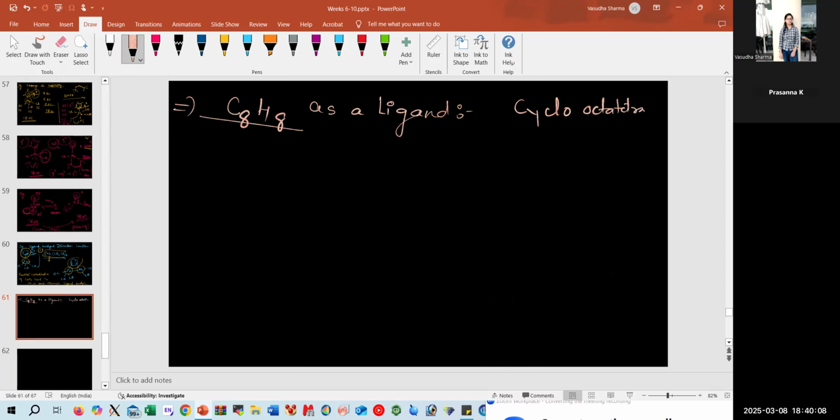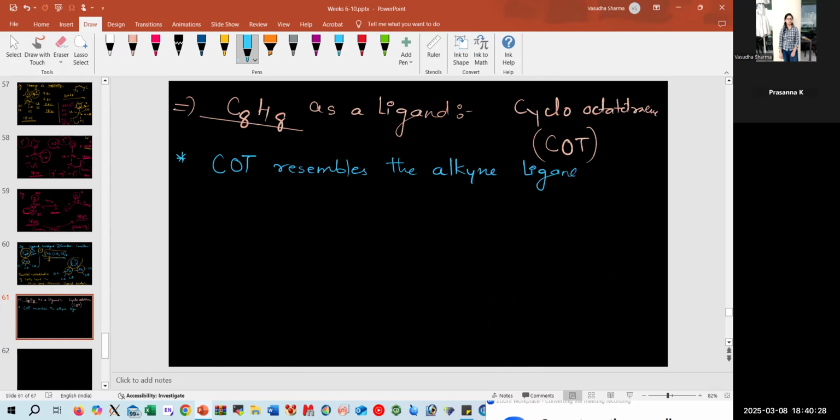Now we are coming closer to C8H8, which is nothing but cyclooctatetraene, called COT. There are certain features we need to keep in mind. The first feature is that COT resembles the alkyne ligands having the triple bond. It doesn't mean it has a triple bond, but the number of double bonds it has resembles that of alkyne ligands.